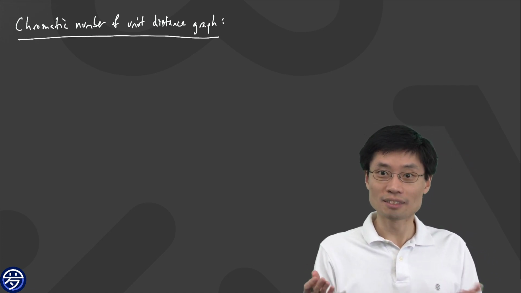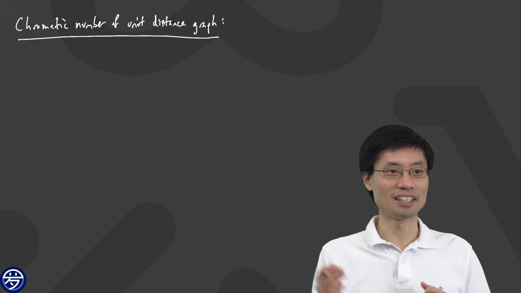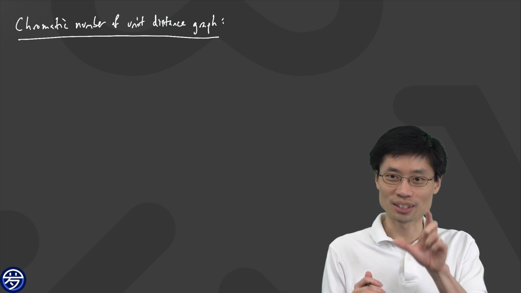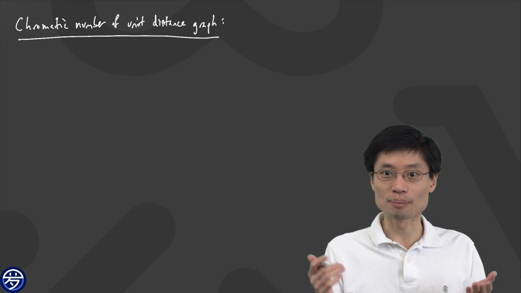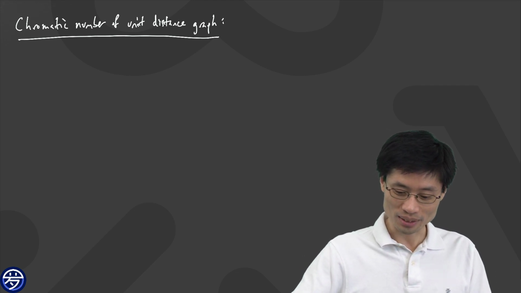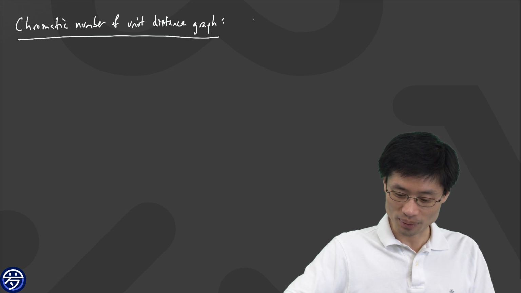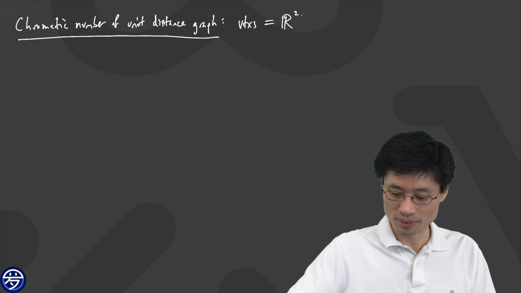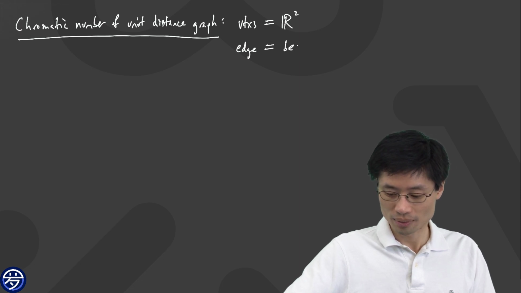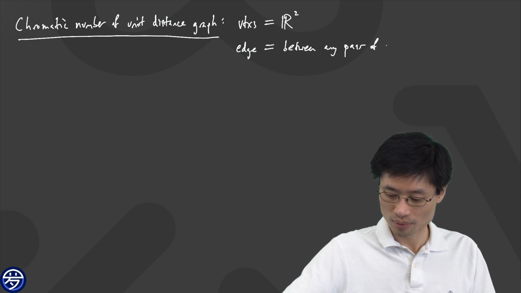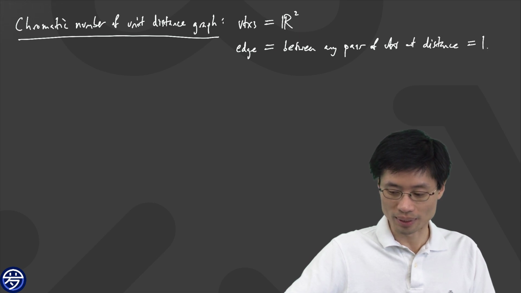So what this is, is an infinite graph. The infinite graph is all of the points in R2, all the points in the plane, and you connect any 2 of the points if those 2 points happen to have a distance exactly 1. So for the chromatic number of the unit distance graph, the vertices are all of R2, that's a set, and an edge is between any pair of vertices at distance exactly equal to 1.